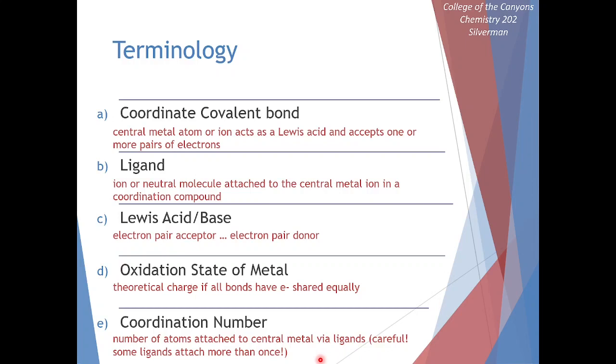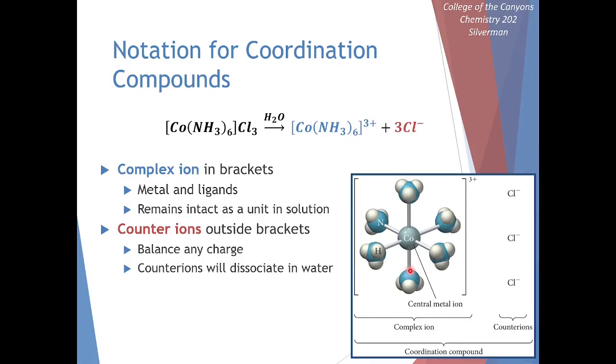Let's go back to our picture. We can see here is our central metal. It's this cobalt 3+. It is surrounded by, in this case, 6 ligands. 6 ammonia molecules have acted as Lewis bases and attached themselves to our Lewis acid, the cobalt. We call this our complex ion. Our metal and our ligands are a complex.